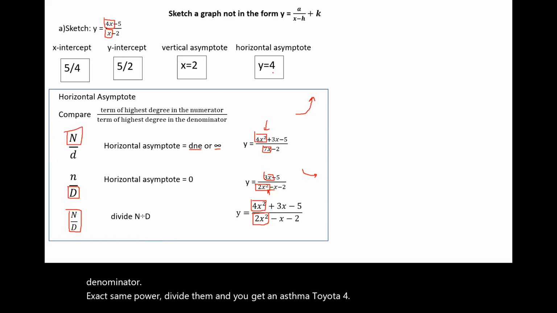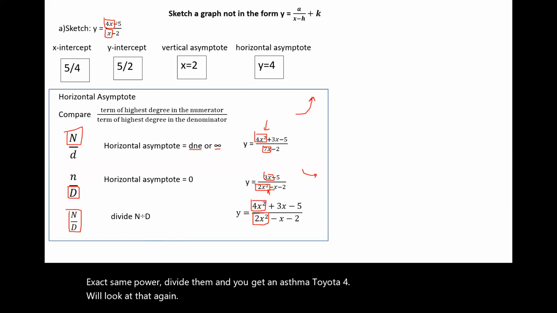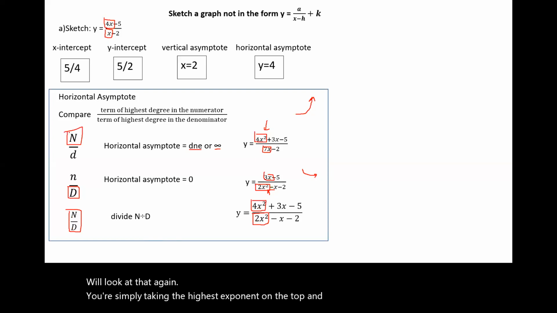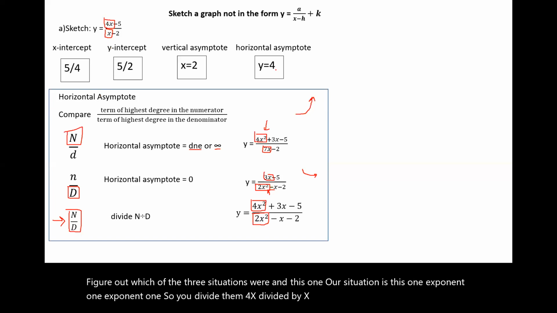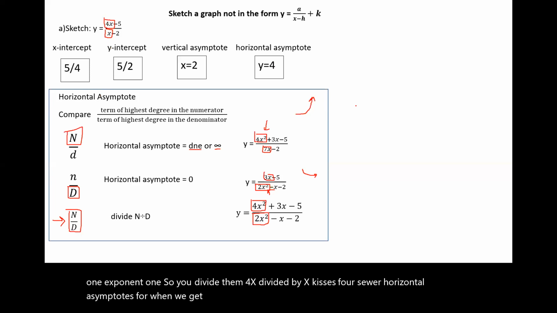We'll look at that again. You're simply taking the highest exponent on the top and the highest one on the bottom. Figure out which of the 3 situations we're in. In this one, our situation is this one, exponent 1, so you divide them. 4x divided by x gives us 4, and so our horizontal asymptote is 4. When we get to limits, I'll give you an explanation of why this works, but for the moment, you're just going to have to memorize 3 rules.